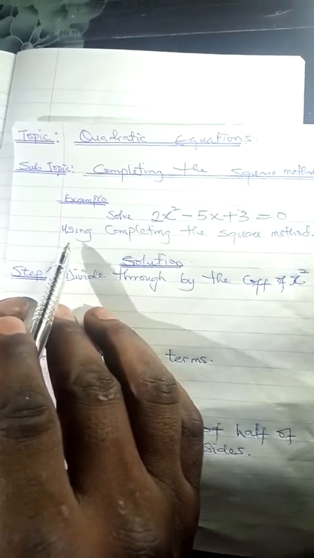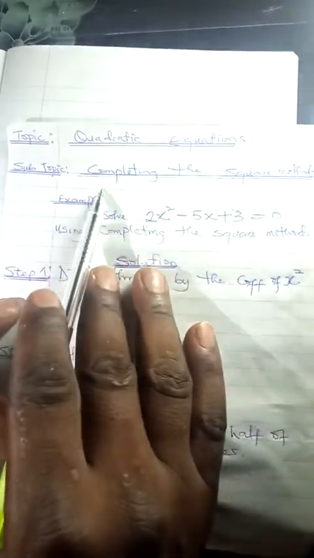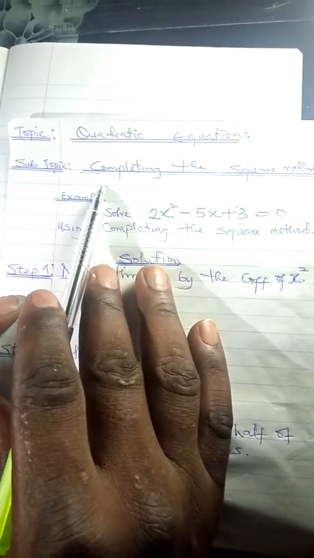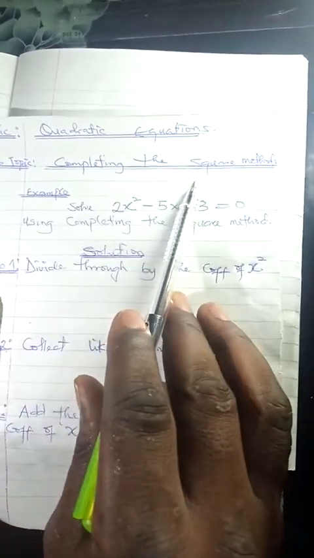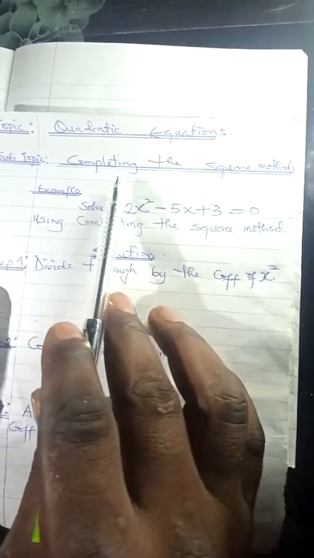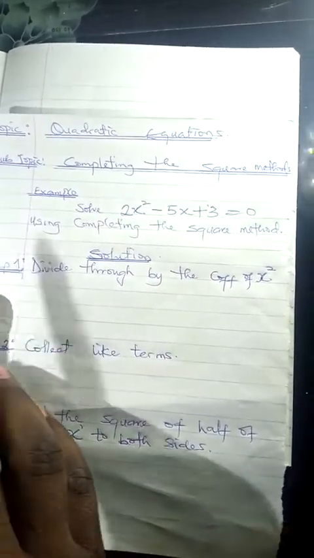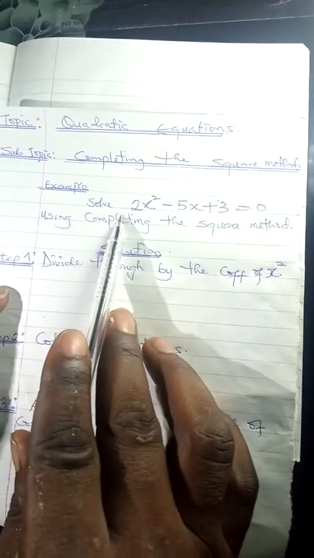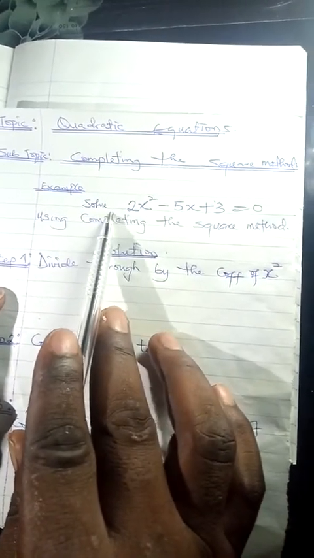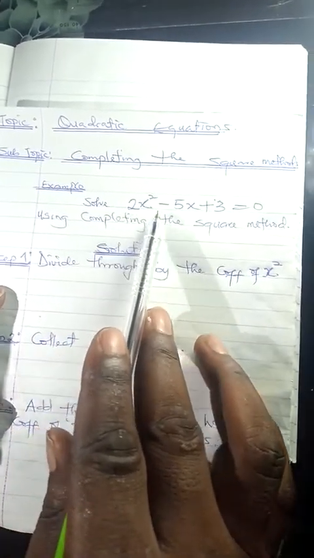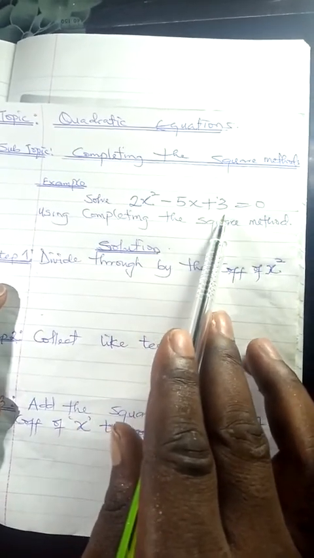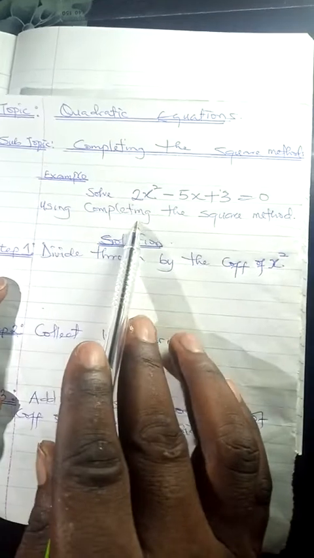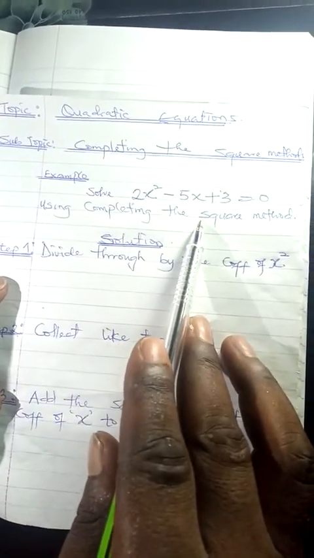Good day, viewers. The topic we have today is quadratic equations, and we will be using the completing the square method to solve them. The example we have here today is: solve 2x squared minus 5x plus 3 equals 0 using the completing the square method.